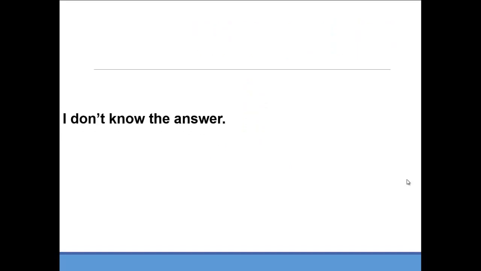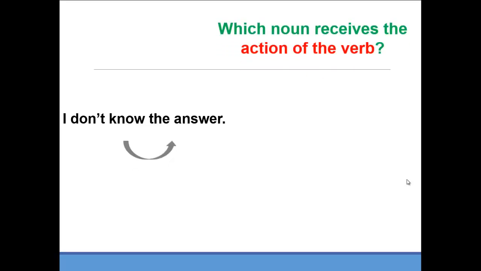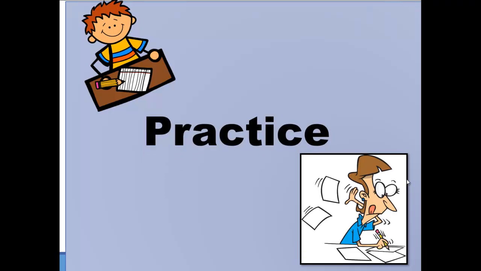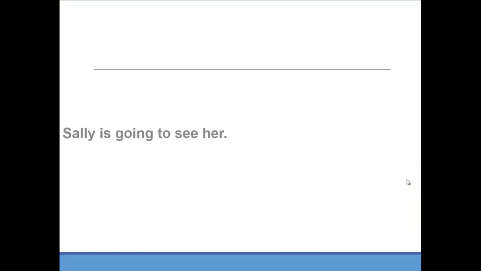I don't know the answer. Where is the verb? Know. What noun receives the action of the verb? The answer, it comes directly after the verb. What pronoun can replace this word? The pronoun it, and it is an object pronoun, and the sentence is going to be I don't know it. Let's move to the second practice.